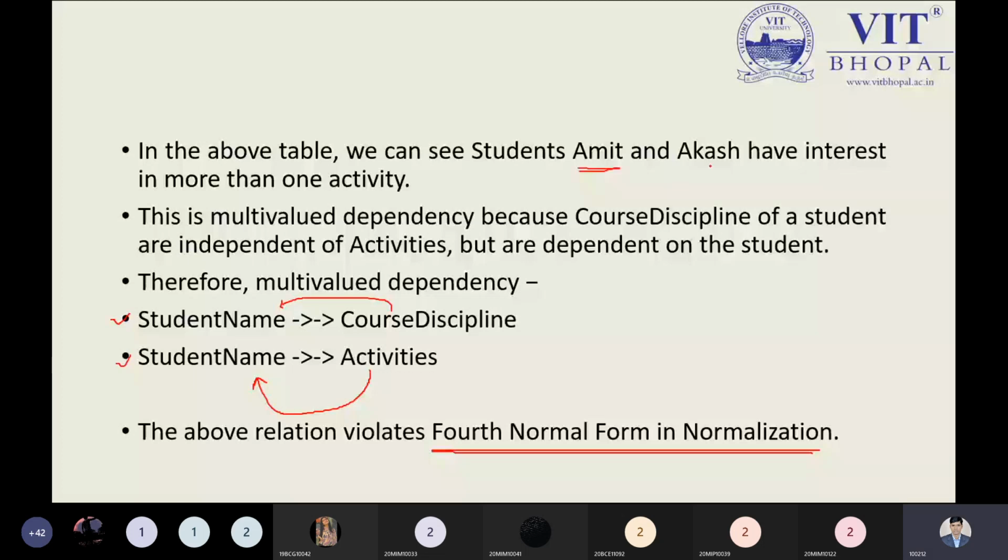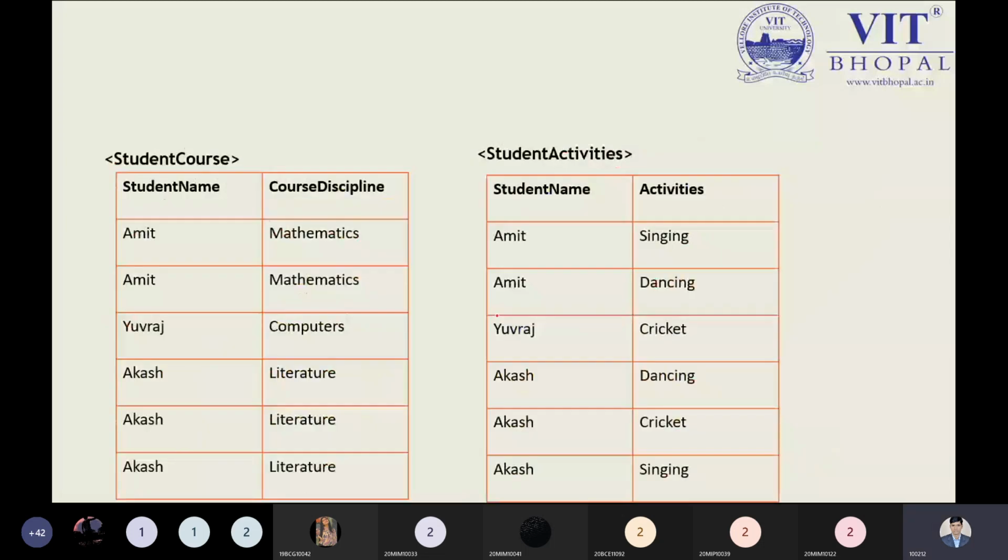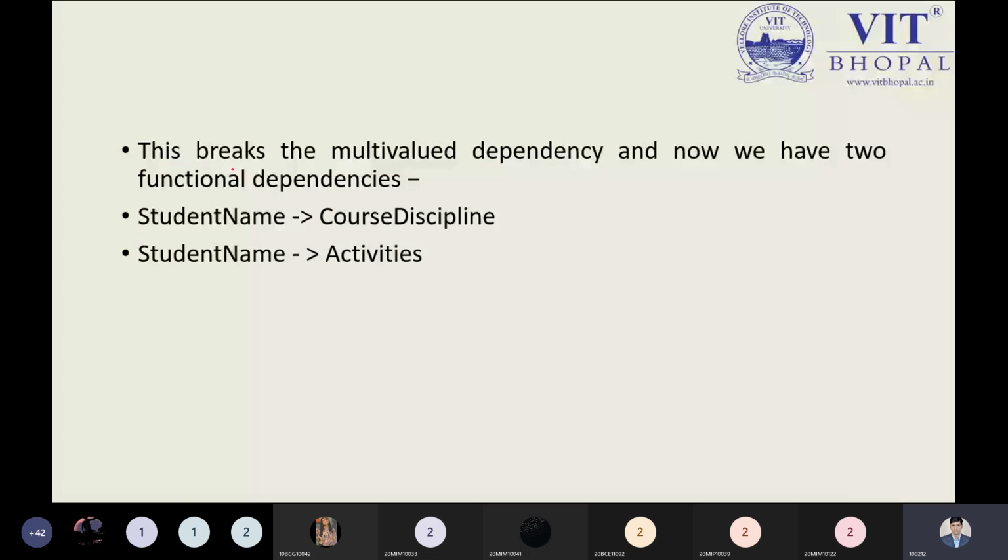Now, this fundamental step is clear to all? This fundamental step is clear. Okay, so after this point, now we can say this breaks the multi-value dependency. And now we have the two functional dependencies, that is this point. So we have already seen this point.